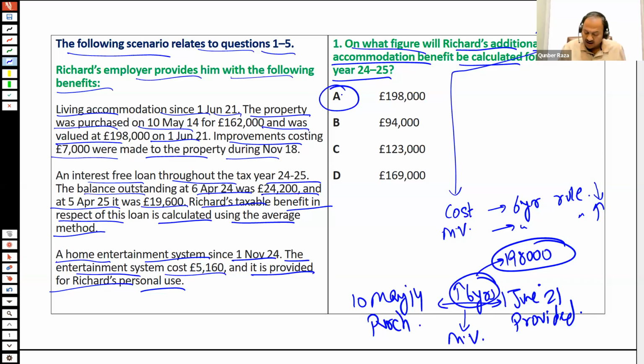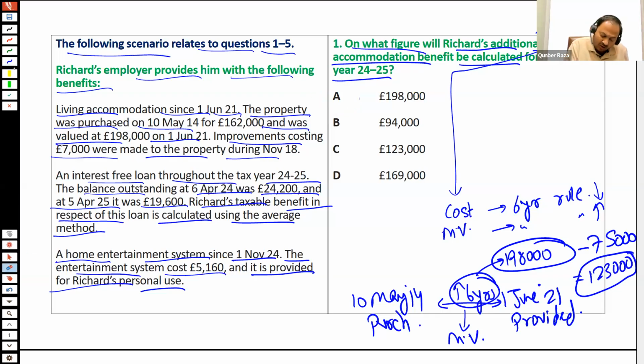Okay, so 198. What should be the amount on which additional accommodation benefit will be calculated? So 198 minus 75. 75 is the standard amount. Then the expensive accommodation should be calculated on 123. So expensive accommodation would not be on 198, rather it should be calculated on 123. Okay. Any question?